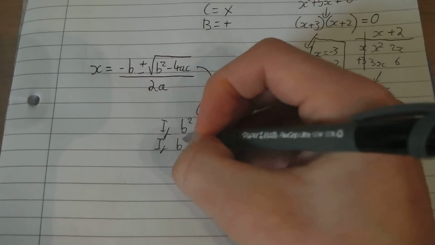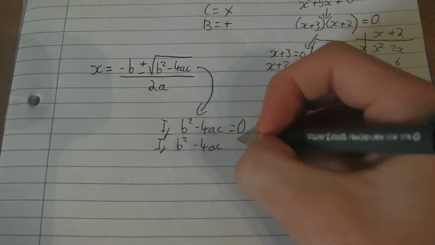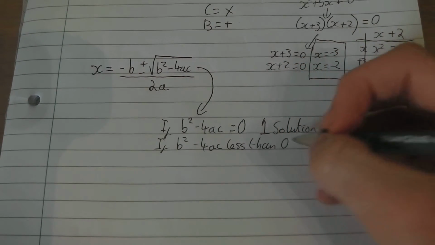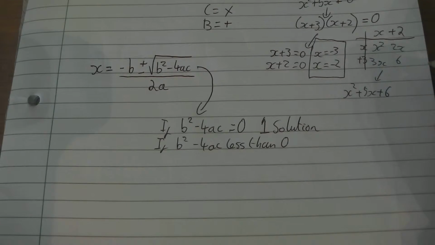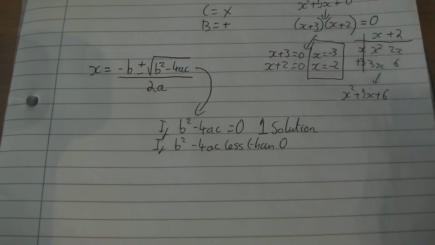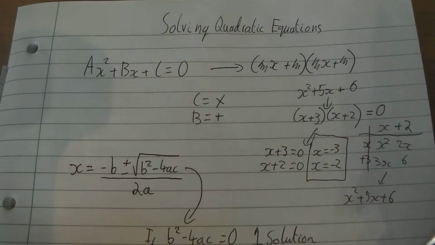However, if b squared minus 4ac is less than 0, then there is something called no real solution. There is no real solution to that. So if you've looked at factorising it, you can't work out how to factorise it.